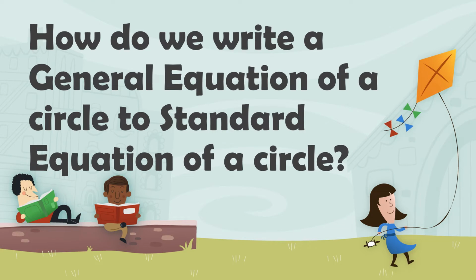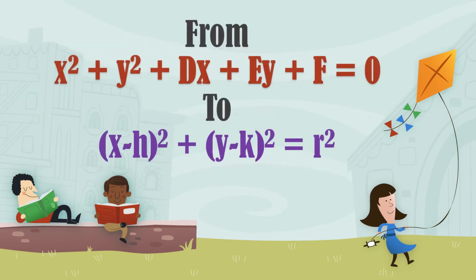Okay, let's go to our subtopic number 1. How do we write a general equation of a circle into standard equation of a circle? So makikita nyo to dun sa mga activities na nasa inyong module. Example natin dito is from x squared plus y squared plus dx plus ey plus f is equal to 0. Isusulat natin siya into the standard form na quantity of x minus h squared plus y minus k squared is equal to r squared.